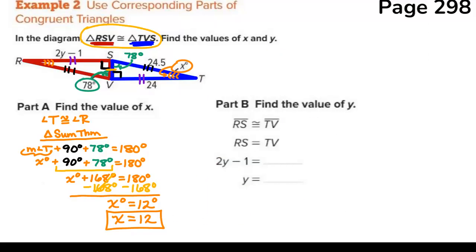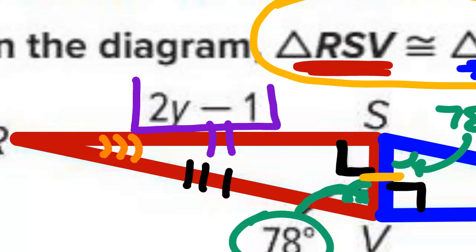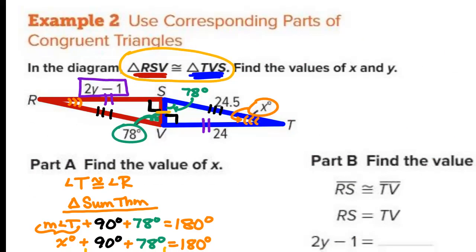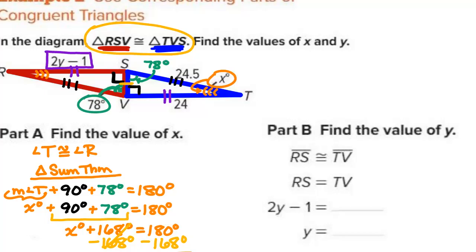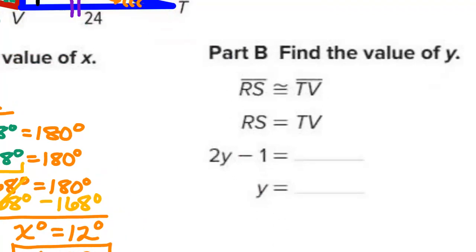Last thing we need to do for today is to find Y. Where is Y in the picture? 2Y minus 1, which is on which side? Left side, RS. Segment RS is congruent to which segment on the other triangle? VT. We know that RS is 2y minus 1. How big is TV? 24. It's not degrees on this one because it's a side. Only our angles get degrees, but we have 24 right here.